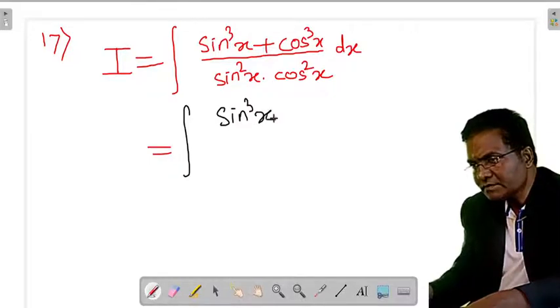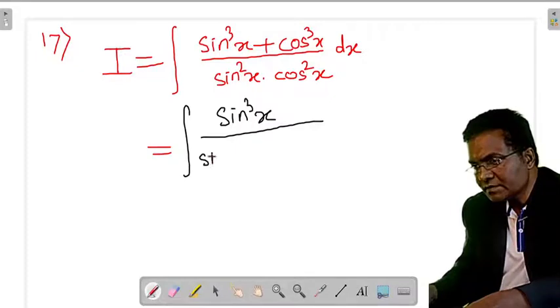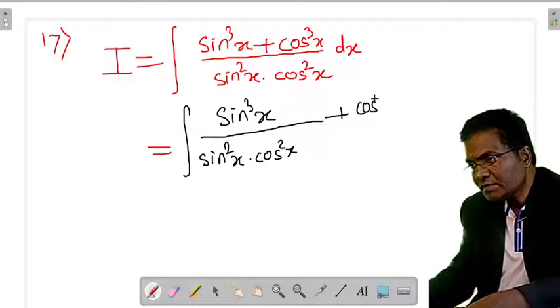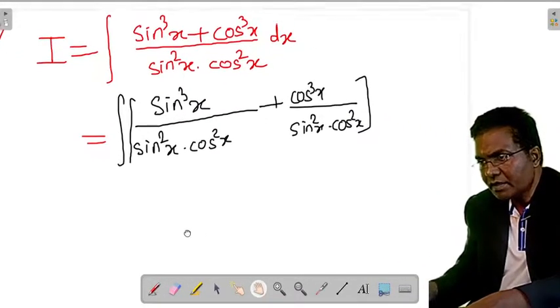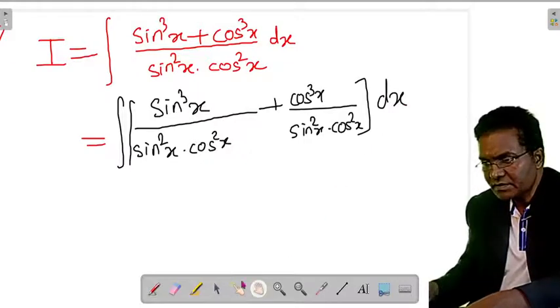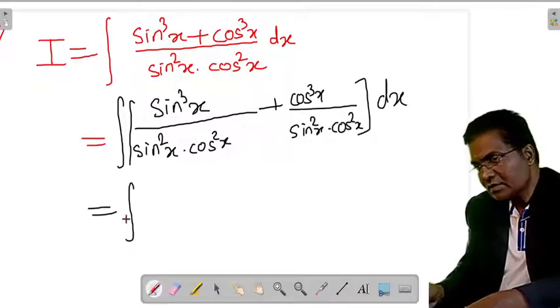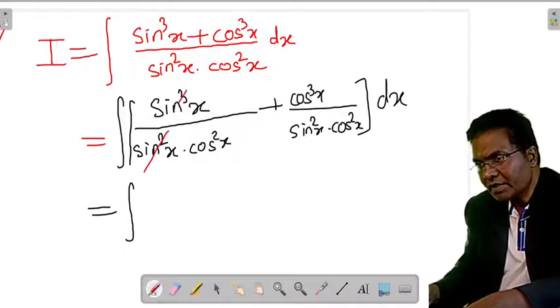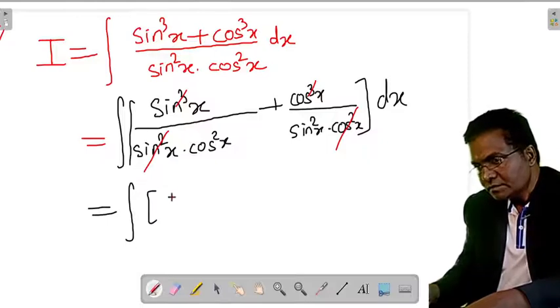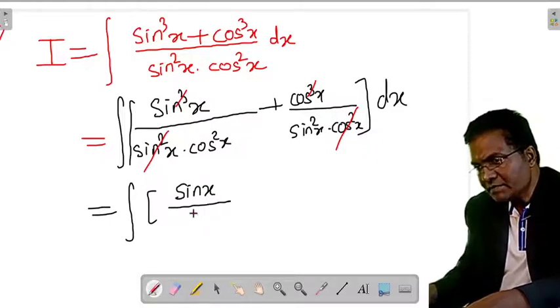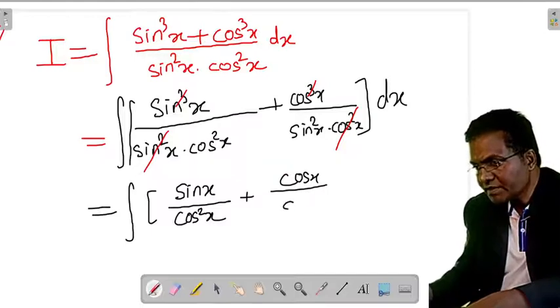I can write it as sine cube x by sine square x into cos square x, plus cos cube x by the same thing, sine square x into cos square x, into dx. Okay, in this sine square cancels, one sine remains. Here cos square cancels, one cos remains in the numerator. So sine x by cos square x plus cos x by sine square x.